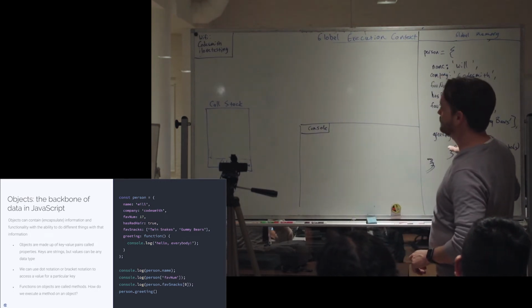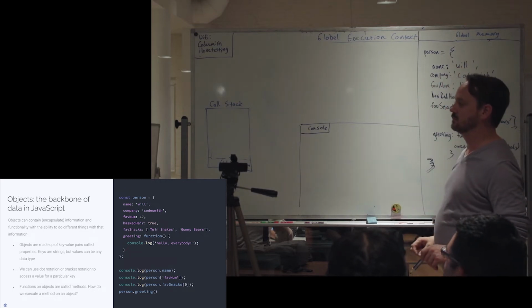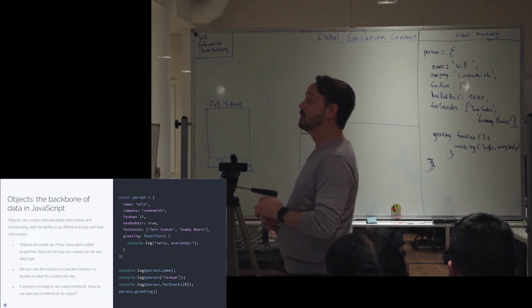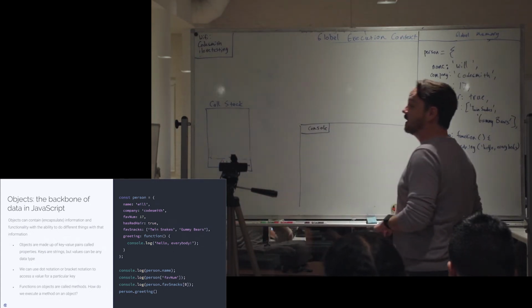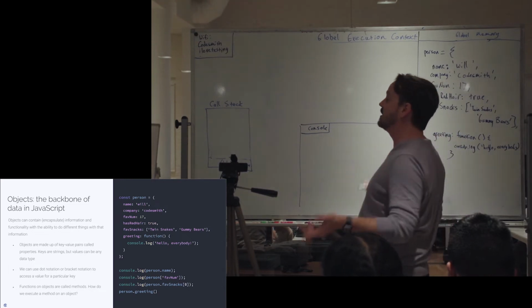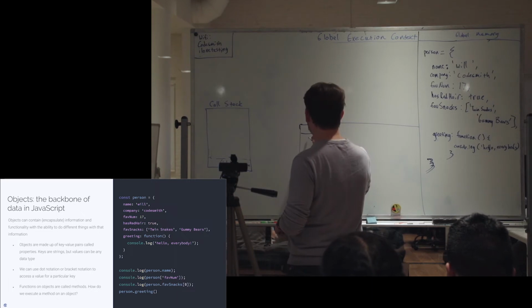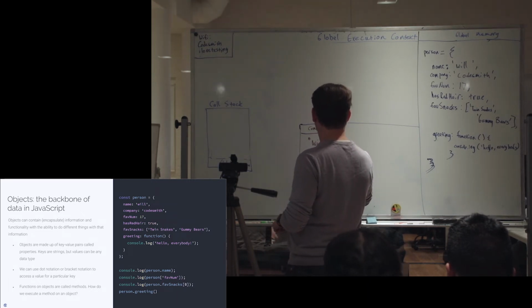So how do I access Will? Person.name. Person.name, exactly. So the next line of code, console.log, person.name. What does that mean? What am I going to write in my console? What's going to get printed to the console? Will. Exactly. So line 1, we've printed Will.